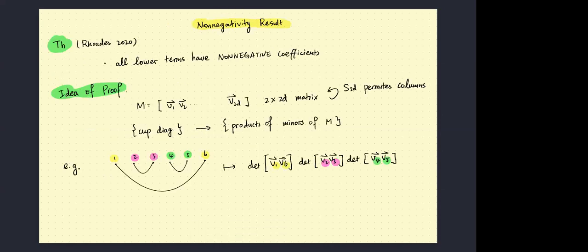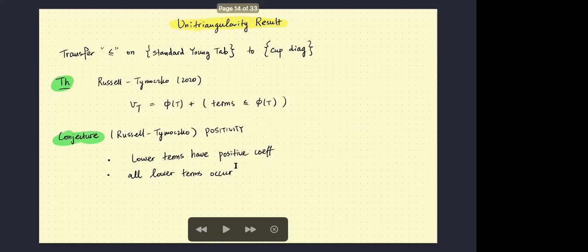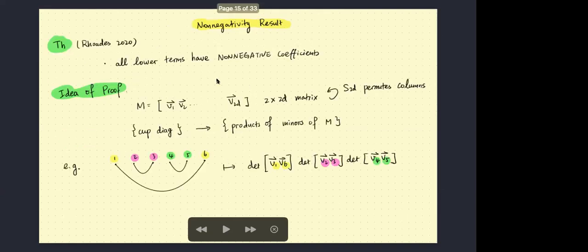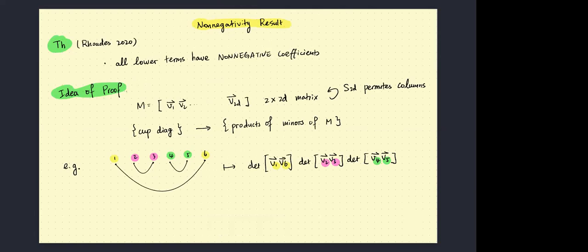So quickly after their paper, Rhodes also proved last year that this conjecture is partially true, in the sense that if a term does show up, it has positive coefficient, but some of them might have 0 coefficient. Well, actually this is true, but this result only implies that the coefficients are non-negative.